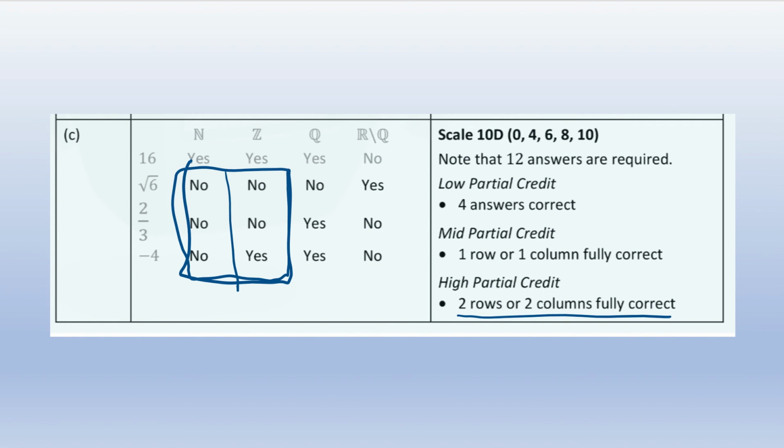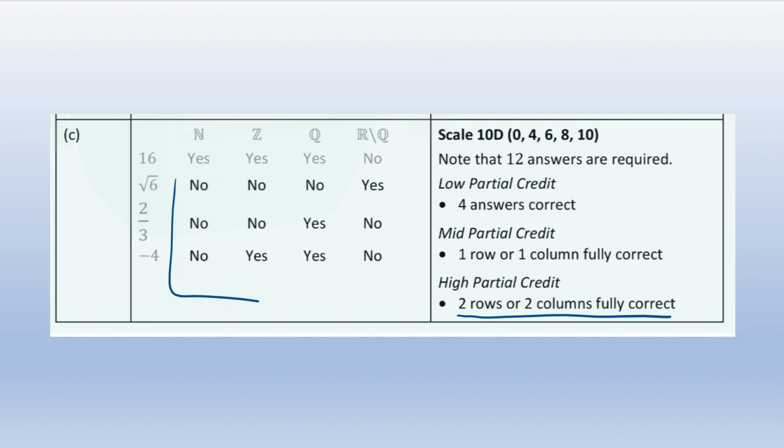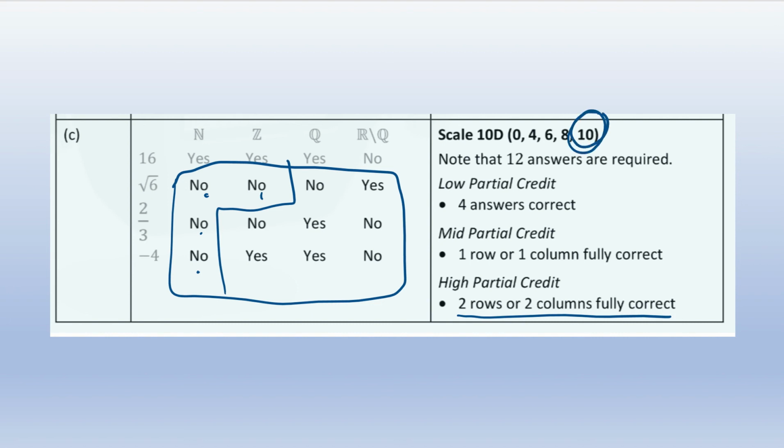1 row or 1 column fully correct would have gotten you 6 marks, and 4 answers correct also gets marks. You notice that there's 12 possible answers you could have given. Let's say you got 4 of those correct. So 1, 2, 3, 4. Even if you were to guess, it would have been very hard not to get a few marks in this question. It was a very handy one to get your 10 marks in.